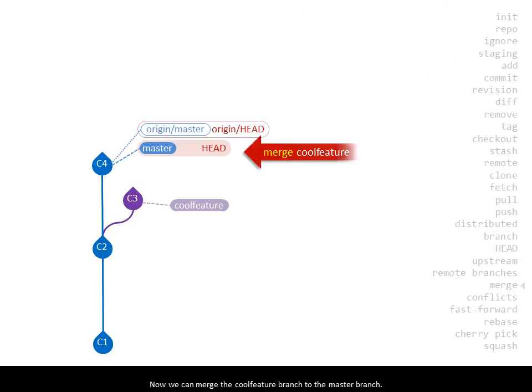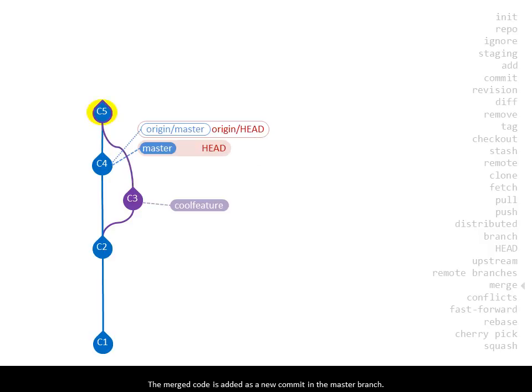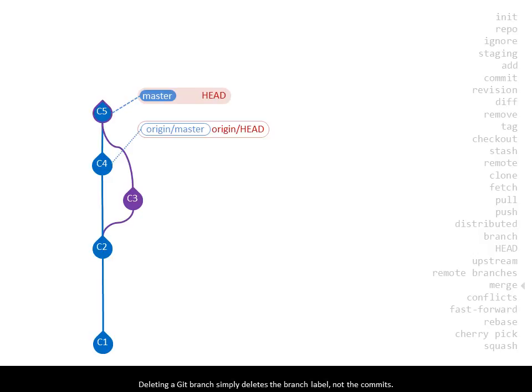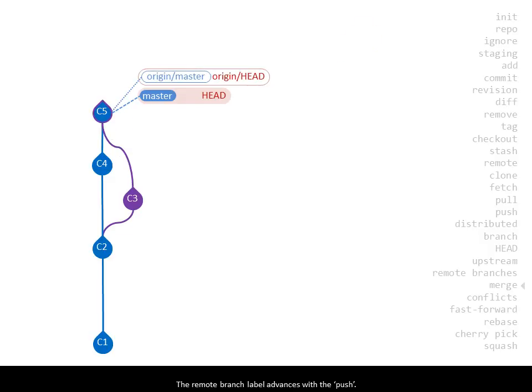Now we can merge the cool feature branch to the master branch. The merged code is added as a new commit in the master branch. That commit has two parents. The master branch label advances automatically. We can delete the cool feature branch if we want. Deleting a Git branch simply deletes the branch label, not the commits. To synchronize the remote repo, we can do a push. The remote branch label advances with the push.